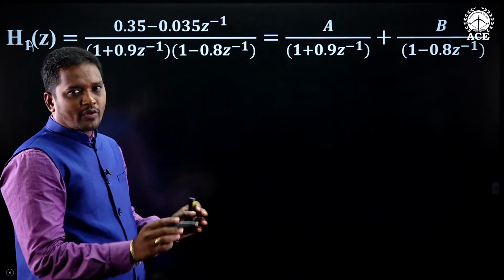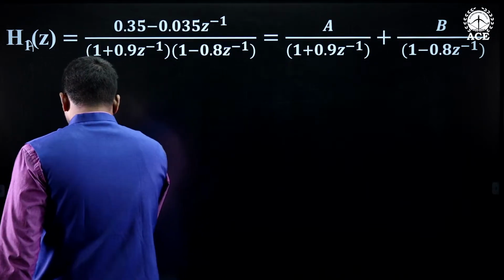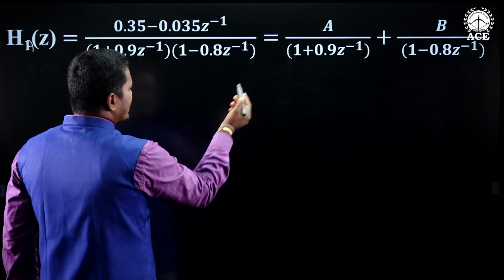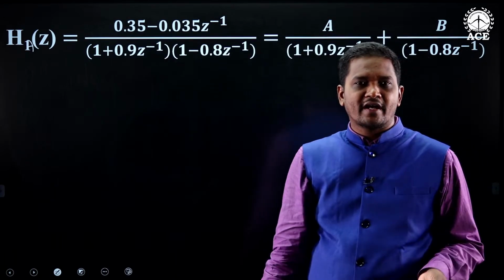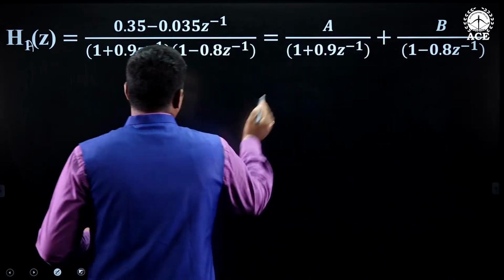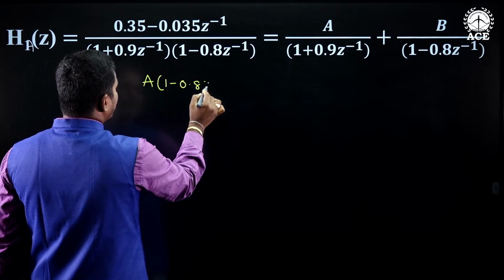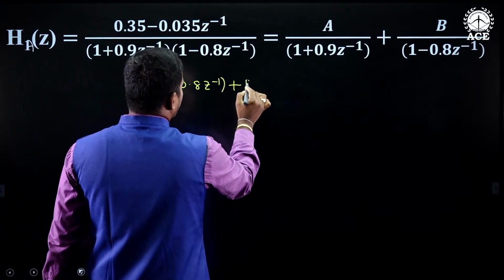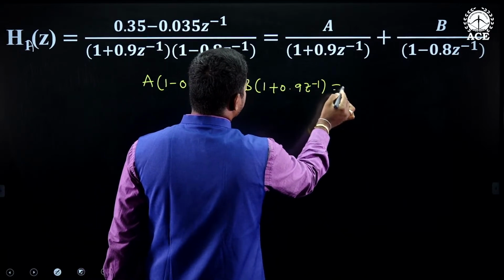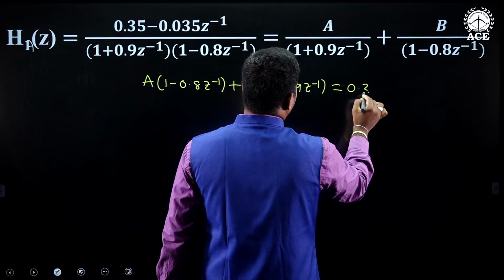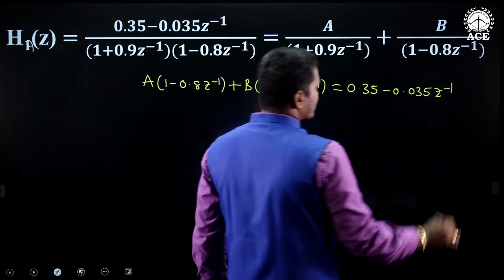Now, you need to find the partial fractions. How to find the partial fraction? Any method you follow, which method you are convenient with, follow that method for finding the partial fraction values. So, A into 1 minus 0.8 Z inverse plus B into 1 plus 0.9 Z inverse equals to the numerator, 0.35 minus 0.035 Z inverse.